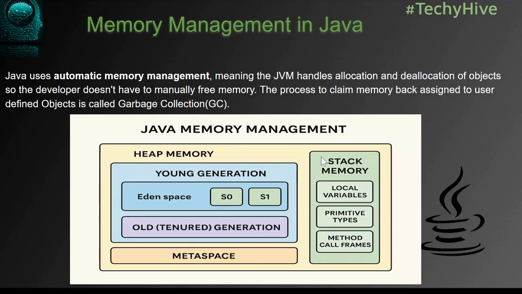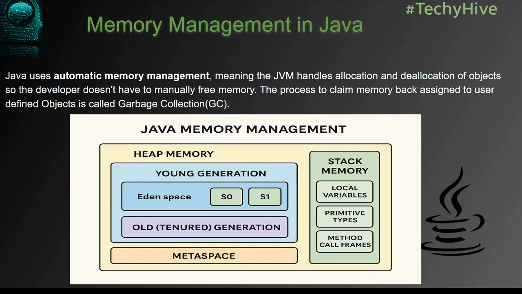Java uses automatic memory management, meaning Java handles allocation and deallocation of objects, so the developer does not have to manually free the memory. The process to reclaim memory assigned to the user-defined objects is called garbage collection. And here is the high-level diagram of Java memory management.